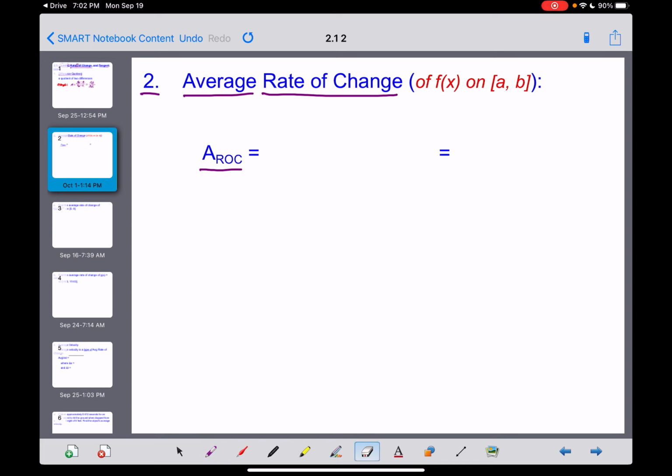Now, the average rate of change, and I should be specific here, of a function called f of x on a closed interval starting at a and ending at b. This is asking the question that if a function changes its value over time, how quickly does that value change? How fast, how slow, does it increase, does it decrease?